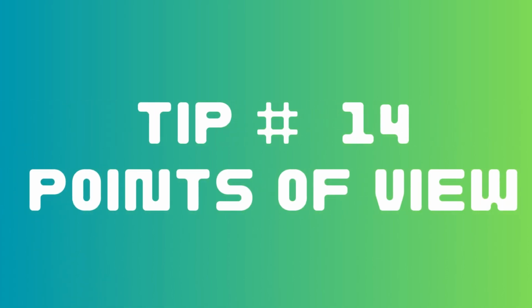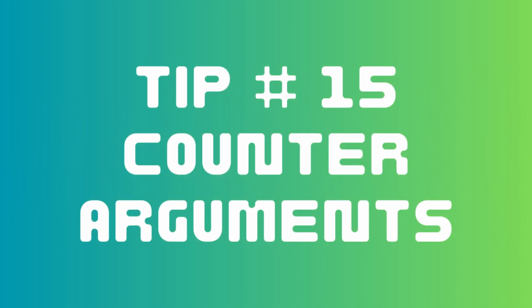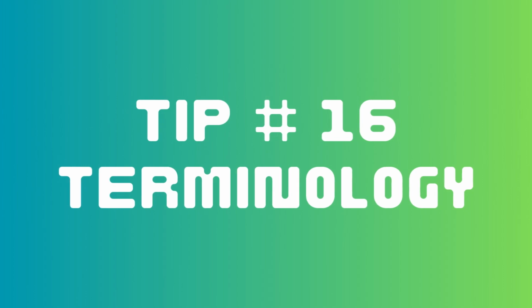Tip number 14, points of view. Ask ChatGPT to consider multiple perspectives or opinions to enrich the response. Tip number 15, counterarguments. Request ChatGPT to address potential counterarguments to strengthen the discussion. Tip number 16, terminology. Specify any industry-specific or technical terms to use or avoid.